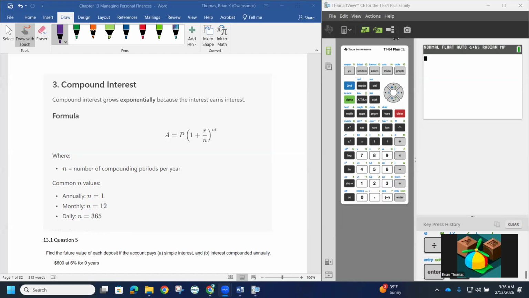It could be a good thing or a bad thing, depending on whether you're investing the money or borrowing. It could be a good thing if you're investing money, and a bad thing if you're borrowing money.